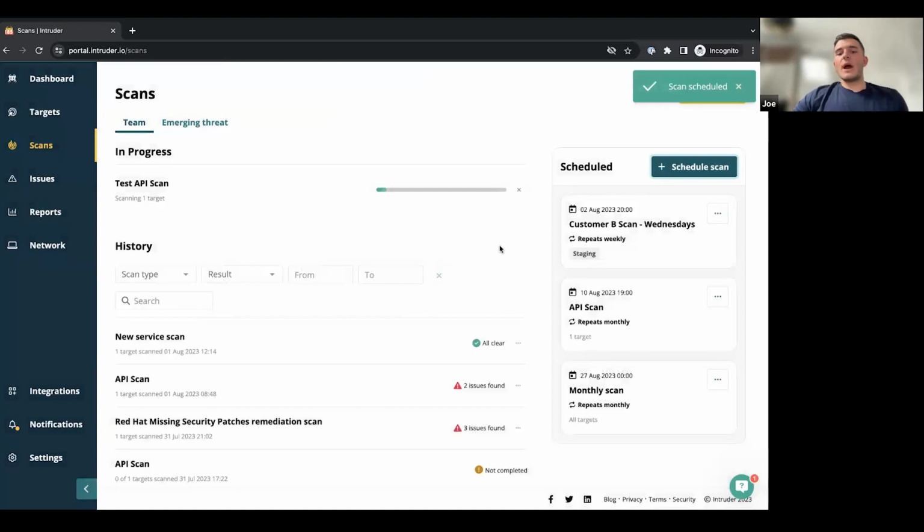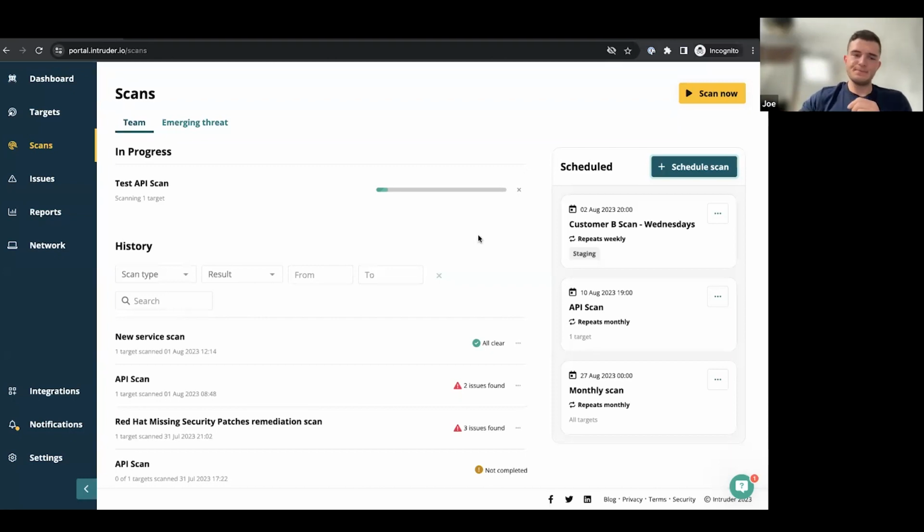This then means that you have a monthly scan every single month. Whenever any changes are made to the infrastructure or anything like that, this will be automatically scanned every single time that happens.